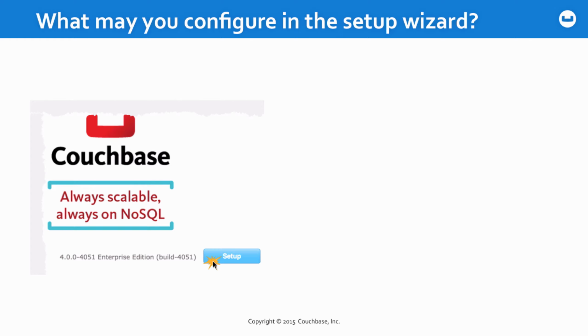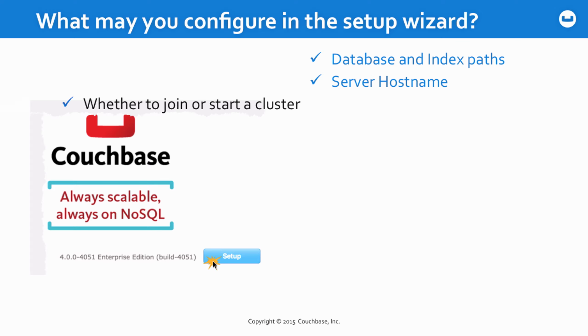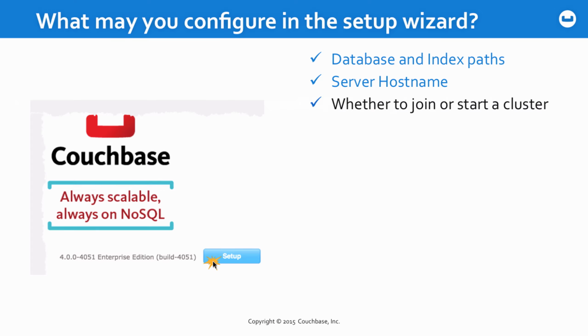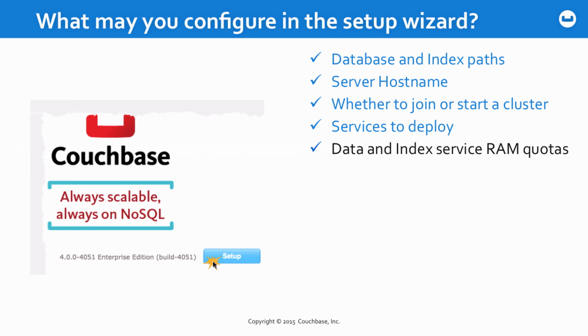During the installation process, you'll pass through a setup wizard. This is going to configure your database and index paths, your server host name, whether you're joining or starting a new cluster, what services you should deploy: data, index, and/or query, or in our case for this course, all three, and then what the RAM quotas are for the data and index services.